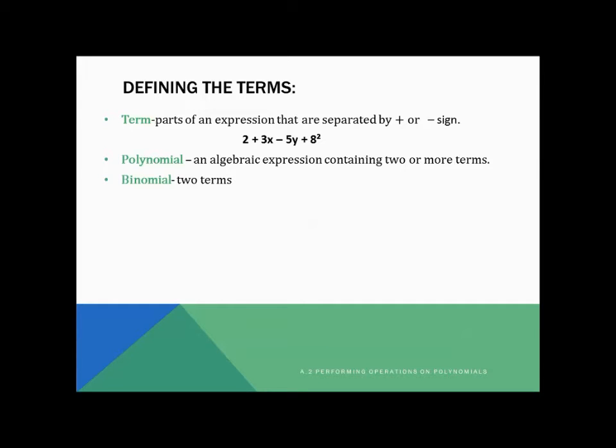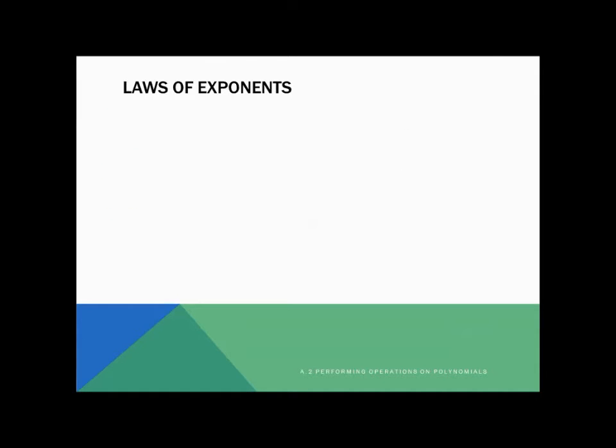A binomial is 2 terms. The 3x squared is 1 term, and then the positive 6 is the second term. But you can see they are separated by the plus sign. And then, of course, a trinomial is 3 terms. So you think of a tricycle, 3 wheels. Trinomial, 3 terms. 2x squared plus 6x minus 20 would be a trinomial.